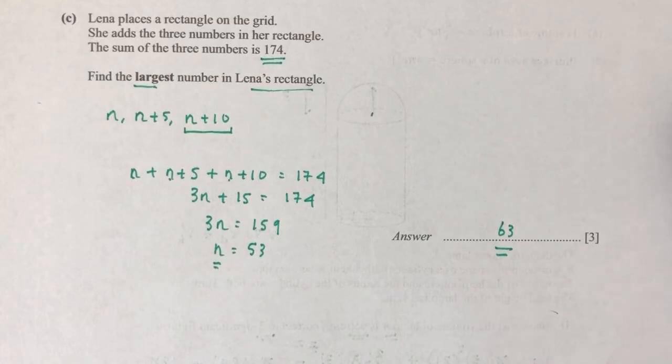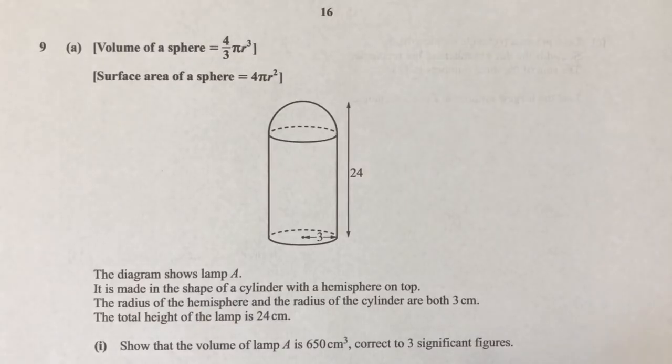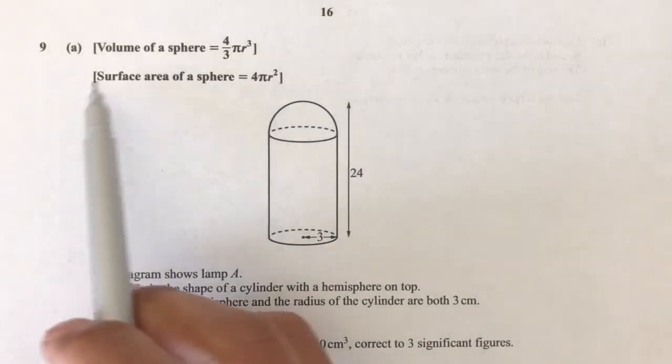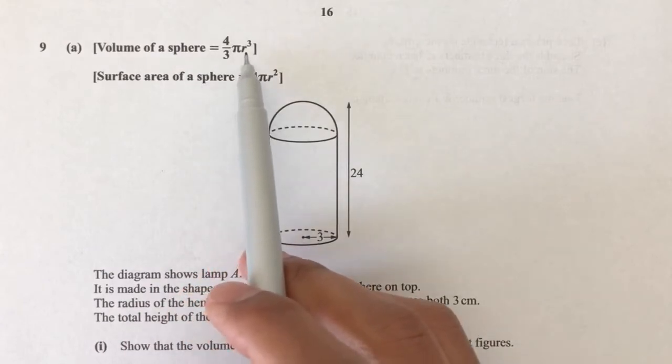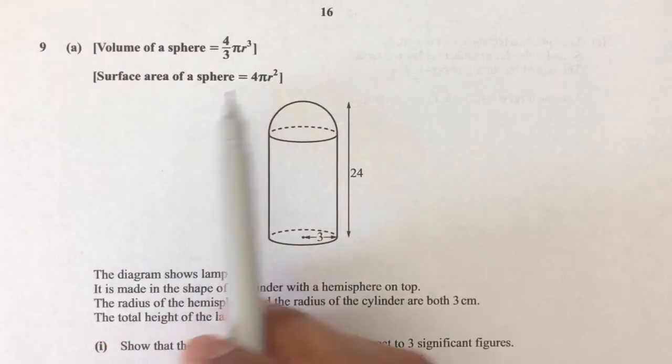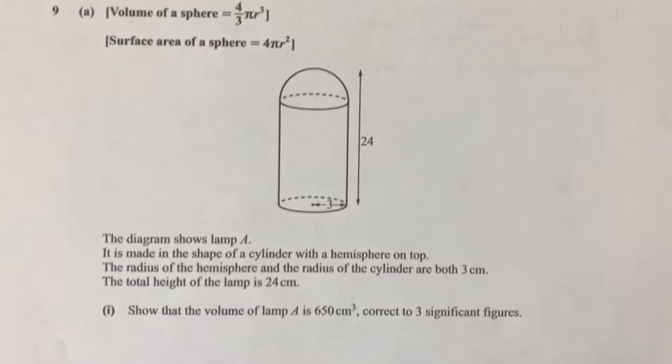And that was question number 8. Question number 9, part A. The volume of a sphere is 4 over 3 pi r cubed. Surface area of a sphere is 4 pi r squared.